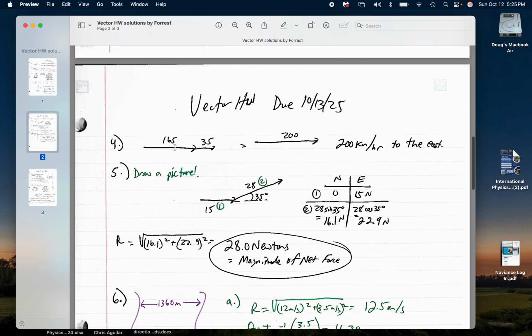Number 5 is pretty simple. If you have 2 vectors going the same direction, you just simply add them up. That's 200 kilometers per hour. If they're going the opposite direction, you subtract them. That would have, in this case, been 130 kilometers per hour to the right.